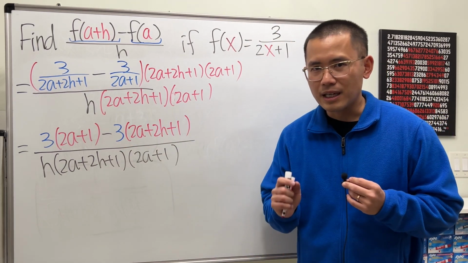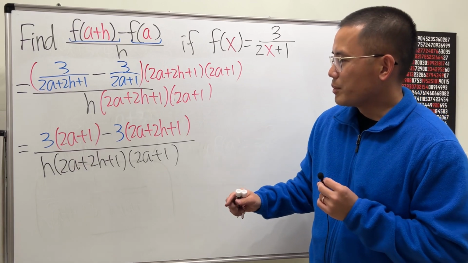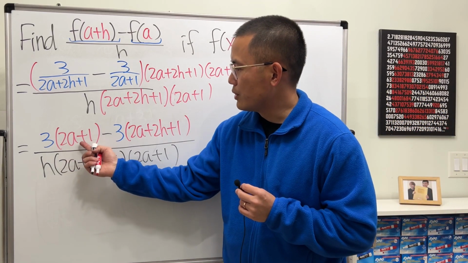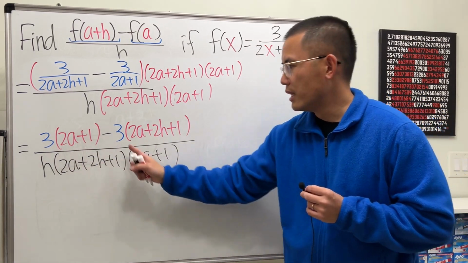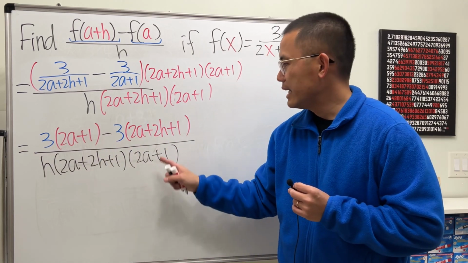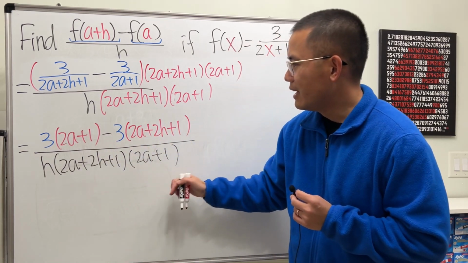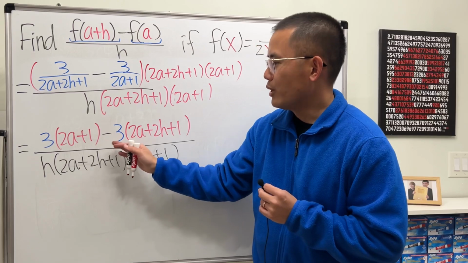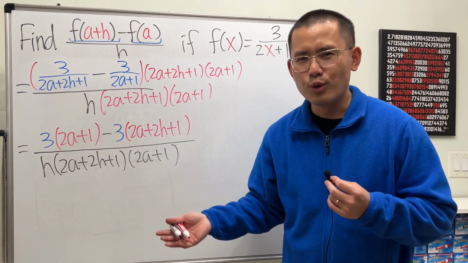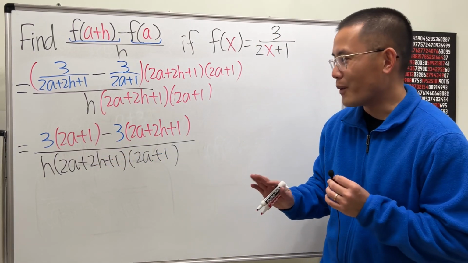Now, here is the common mistake. Right here, a lot of people will just do like, hey, this is 2a plus 1. We also have 2a plus 1. They cancel it out. And then they also cancel this out. And then they just end up with 3 minus 3 over h, which is like 0 over h. No, that does not work.